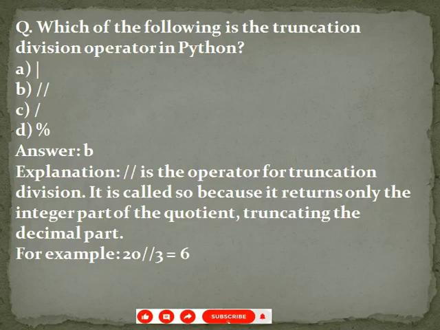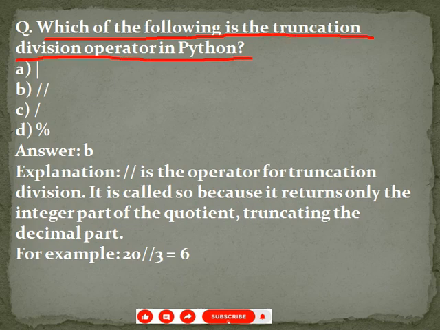Here we are discussing some important questions of Python program. Our first question is, which of the following is the truncation division operator in Python? Given options are option A vertical bar, option B double forward slash, option C single forward slash, option D percentage symbol. Your correct answer is option B.